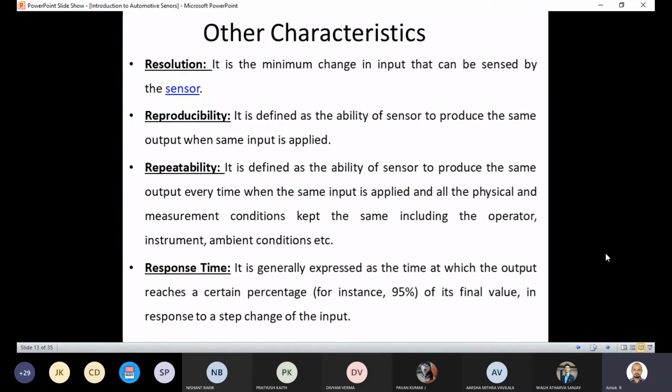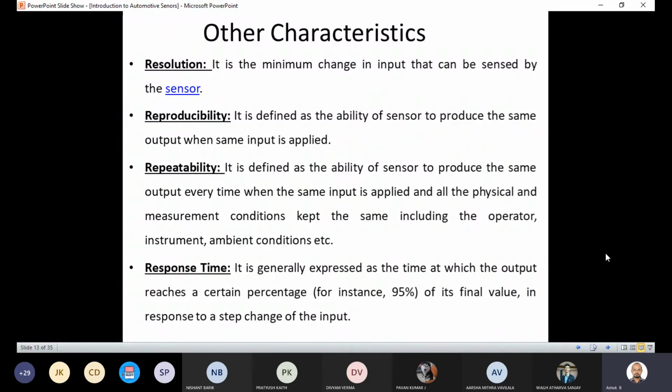Then the next one is the reproducibility. Reproducibility is defined as the ability of the sensor to produce the same output when the same input is applied. Today the sensor gives some output value for a given input condition, and tomorrow for the same input value the sensor should not give a different output value. So the reproducibility has to be very fine.